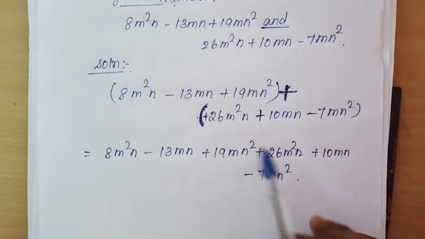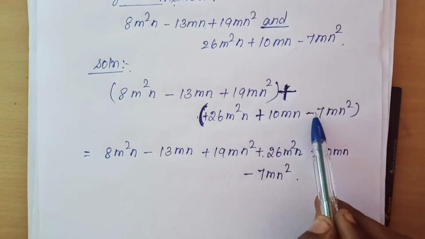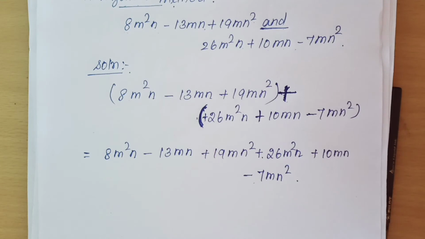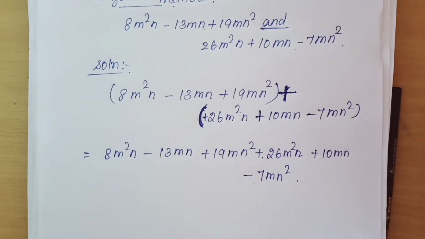Plus into minus is minus 7mn square. Clear? So plus into plus is plus, so again plus into plus is plus, again plus into minus is minus. So now every bracket term is removed, so you can add the terms. How will you add the terms? Whether you will add the like terms or unlike terms, you'll go for like terms only, right? So hereafter collect the like terms and keep them on one side.